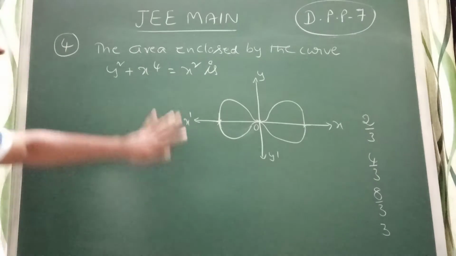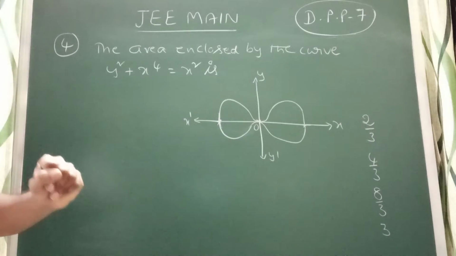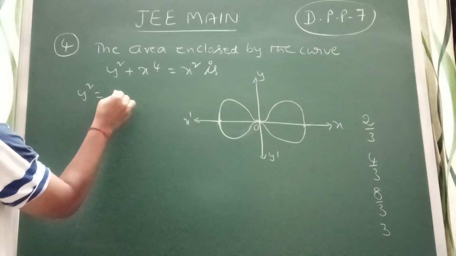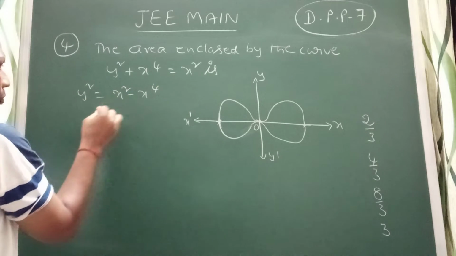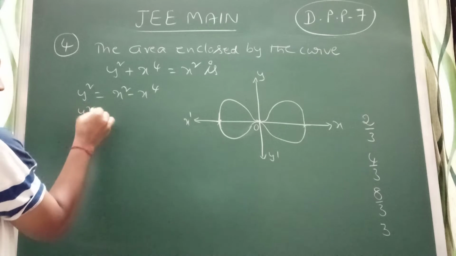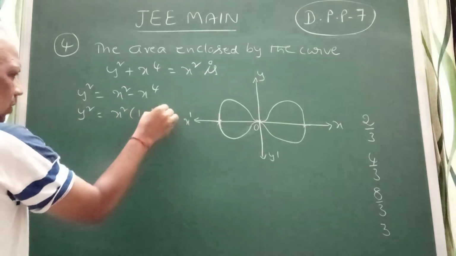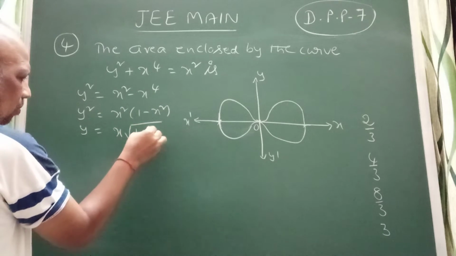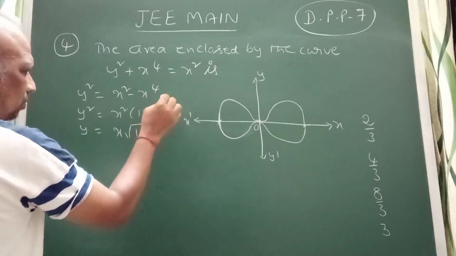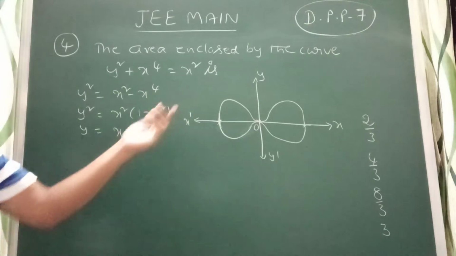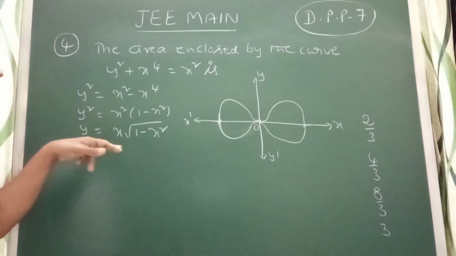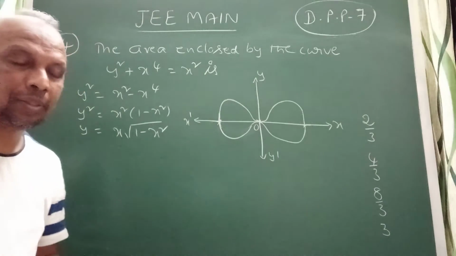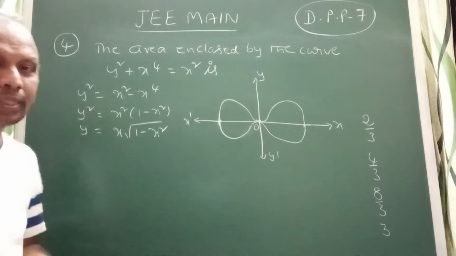So in this problem, they are asking for the area enclosed by the curve. The graph of the curve will be like this. Here I can write y square is equal to x square minus x power 4. I can take it y square is equal to x square into 1 minus x square. Now y is equal to x into root of 1 minus x square. I have taken the positive value; we get plus or minus, y equal to plus or minus. I have taken y equal to x root of 1 minus x square.